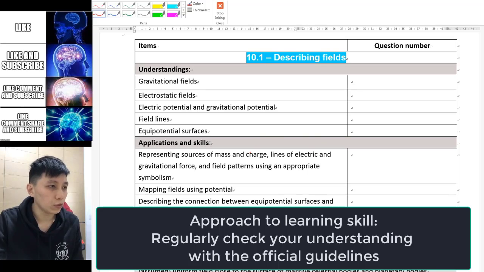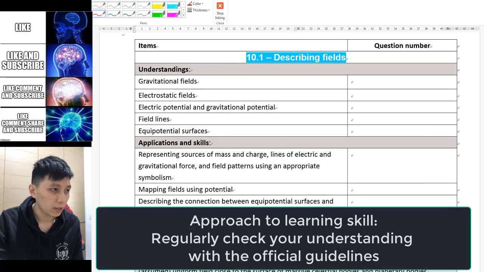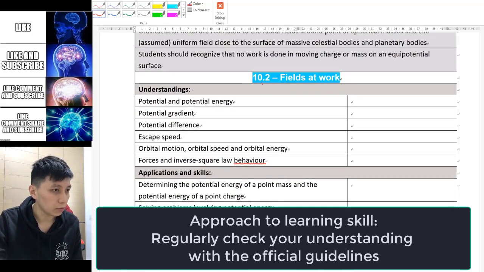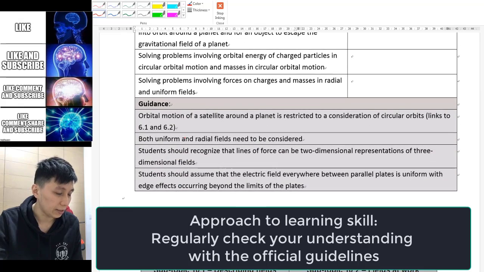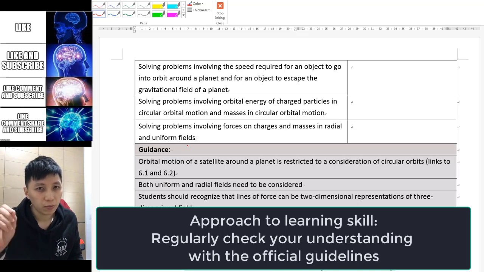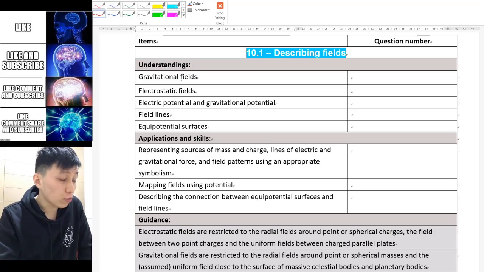I want you to go through the list by yourself from 10.1 understanding all the way, including the guidance as well, to 10.2 until the end. Go and check which of those you have already learned in gravitation, and whatever the rest should be the electrical. So pause the video and try to put a tick next to the ones that you learned. A few moments later. Okay, let me also go through it as well.